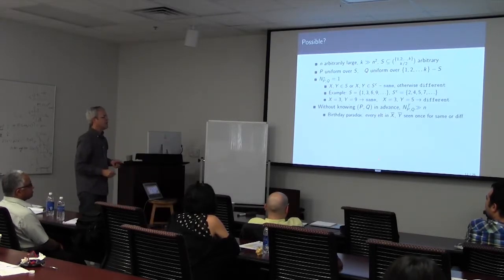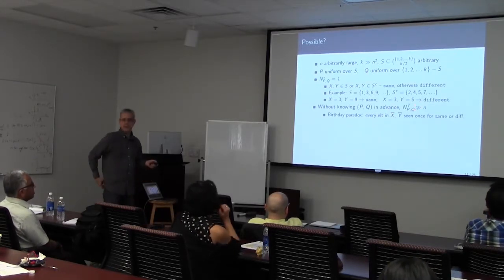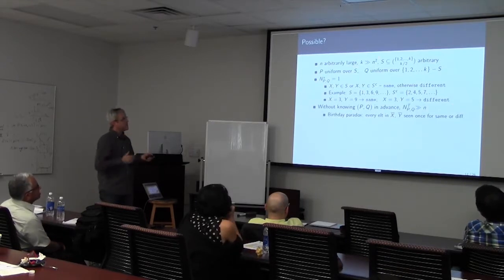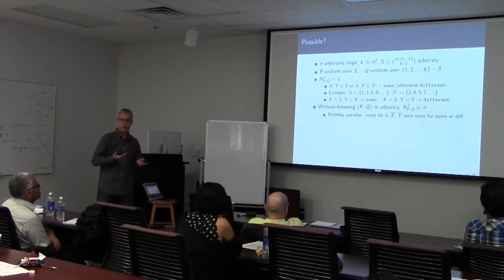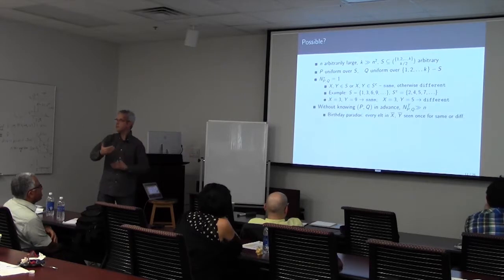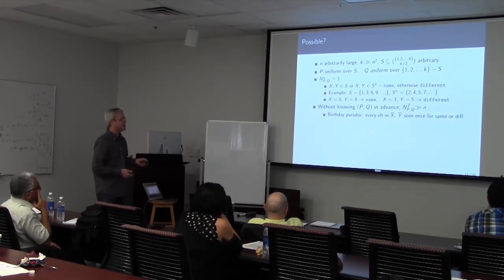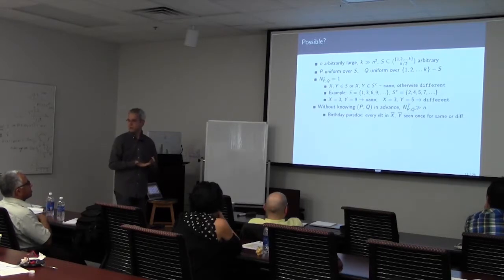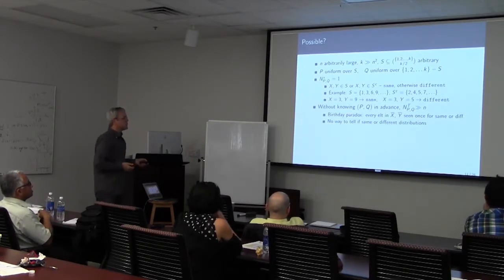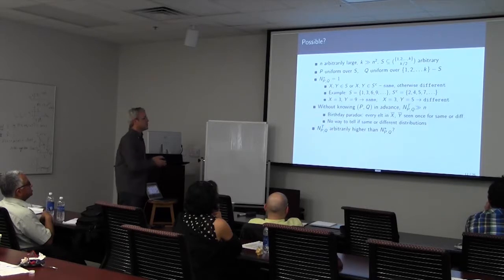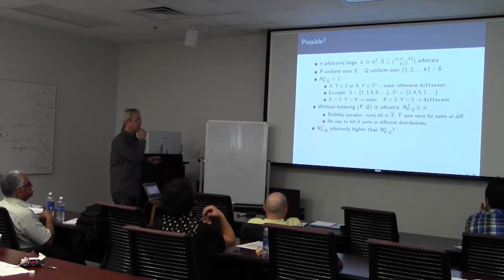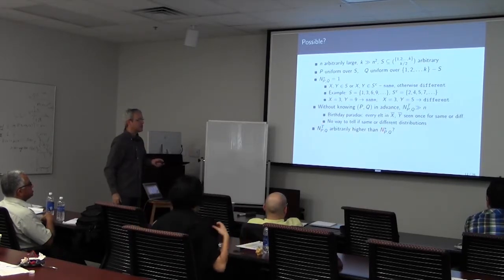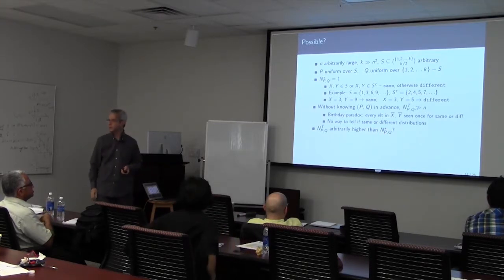Okay, so if we take less than n samples, then because the alphabet size is n squared, we're getting less than square root of n samples from X and from Y. Then every element that appears in X and Y will be seen once, whether it's the same or whether it's different, and so we'll not be able to tell at all. So there's no way to tell if they're the same or different distributions. So this shows that N_T of P,Q must be arbitrarily higher than N star of P,Q.